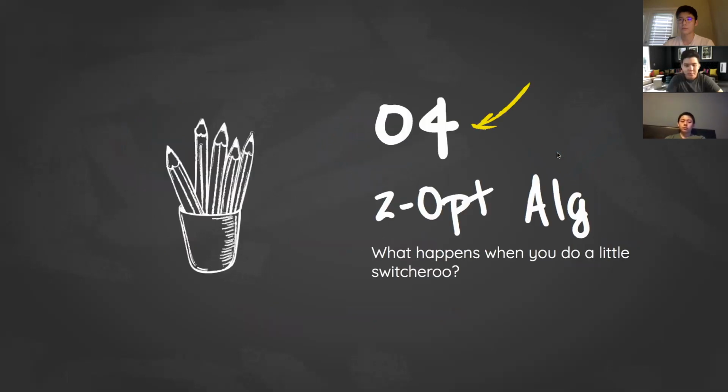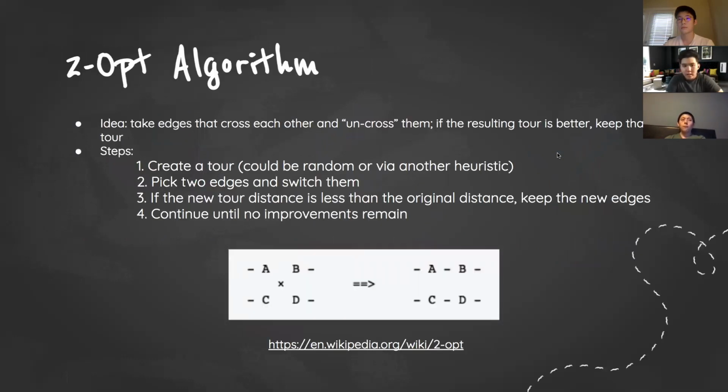So the last algorithm we're going to be talking about is 2-opt, which is a heuristic method. The idea is that edges that cross each other end up being more inefficient than edges that don't cross each other. So the idea is that we would take edges, switch them, and potentially uncross them, resulting in a better tour. The overall steps are pretty simple. First, you would create a tour. It could be random, or it could be via another heuristic. And then you would iteratively pick edges and switch them.